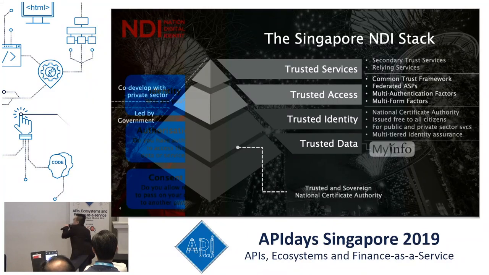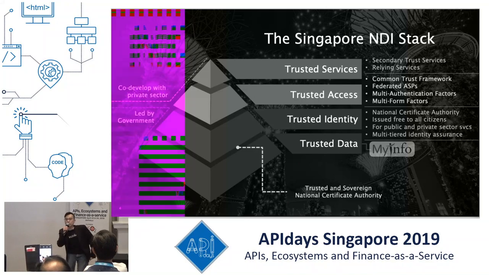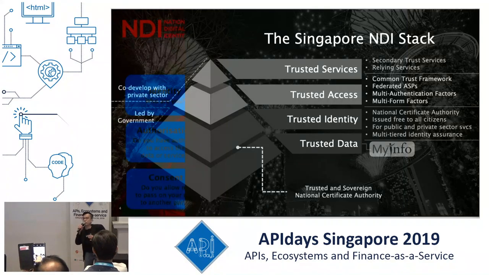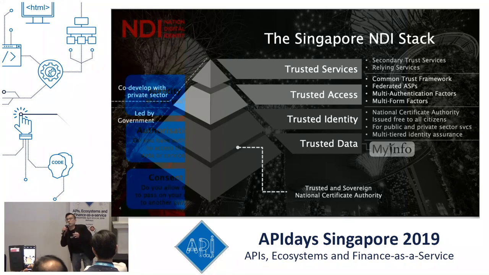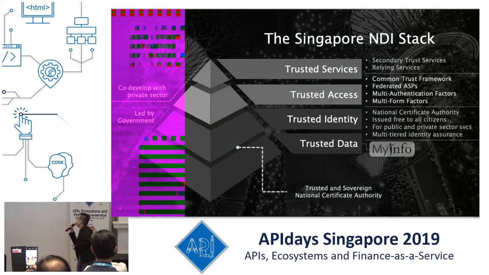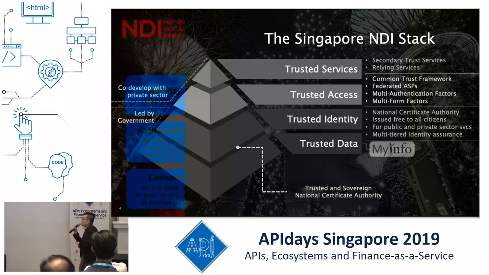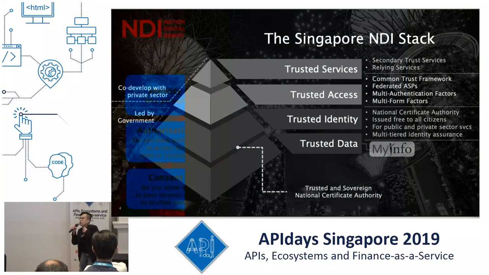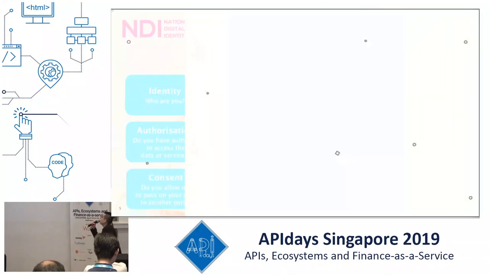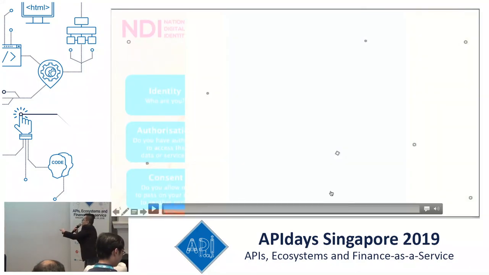The trusted data layer is made up of MyInfo, which is your personal digital profile. All your data is there, it is stored in a federated manner, and then brought together when you transact on demand. Above that is the trusted identity layer, which has our national certification authority that we are rolling out as we speak, and we're issuing a digital identity to every single individual. It is issued free to all citizens, to be used for public and private sector services.